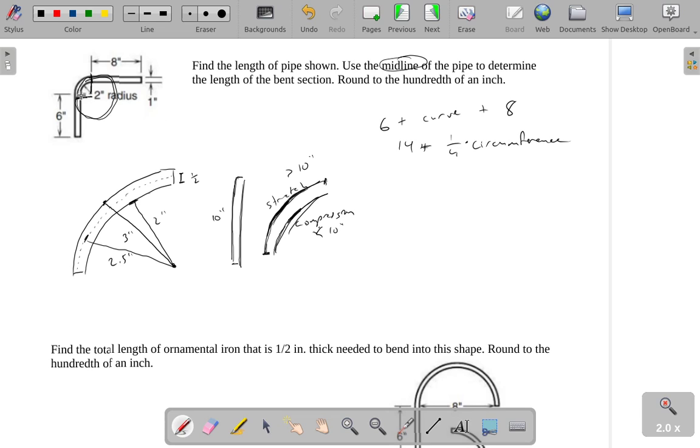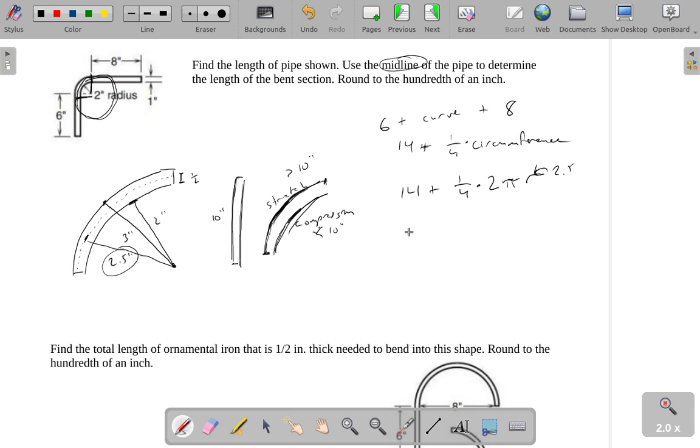So 1/4 of the total circumference of that circle. This is why I needed to know the radius, because you use the radius to figure out what the circumference is. So we got 14 plus a quarter, since we're doing a quarter of the circle, and the circumference is 2 times pi times r. And the r we're using is this 2.5 inches. I don't like having that line there. 2.5, that's what this r is going to be.